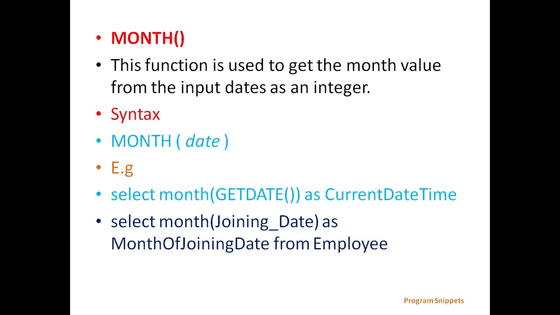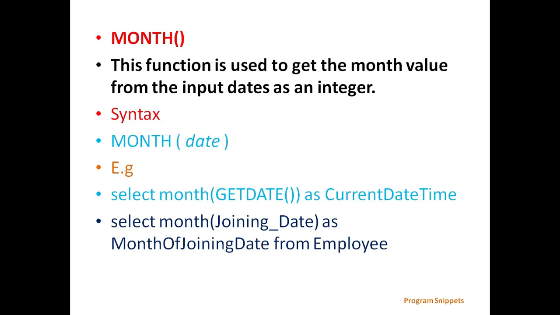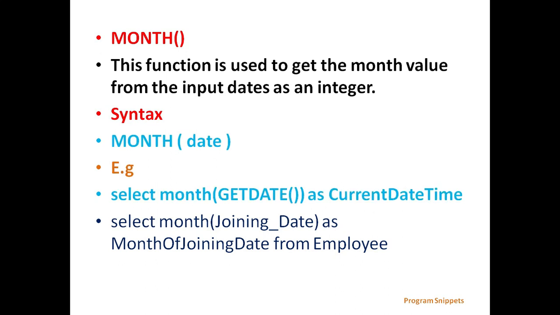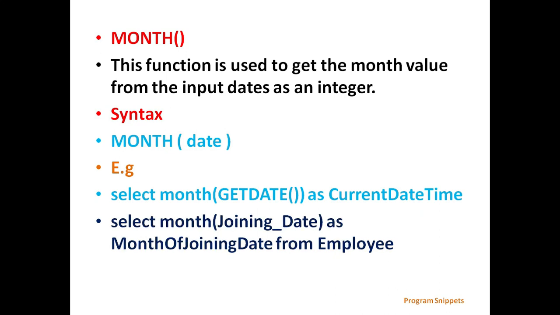Next is MONTH. This function is used to get the month value from the input date as an integer. General syntax is MONTH(date). For example, if we give SELECT MONTH(GETDATE()) AS current date time, it will display the month of the current date. And if we give SELECT MONTH(JoiningDate) AS MonthOfJoiningDate FROM Employee, it will display the month of joining date for all the employees from the Employee table.